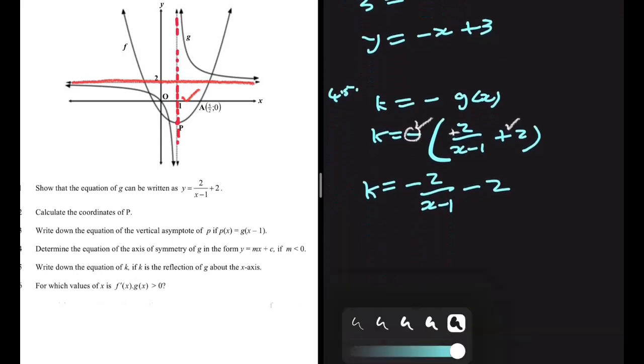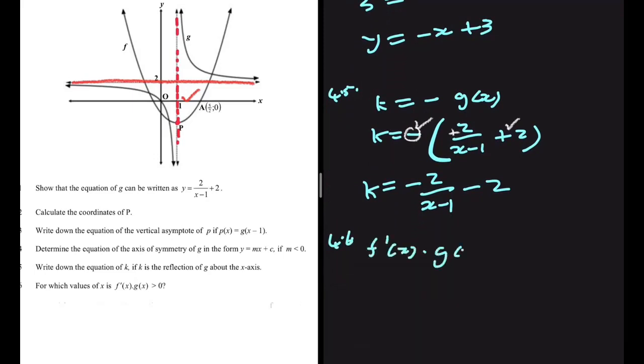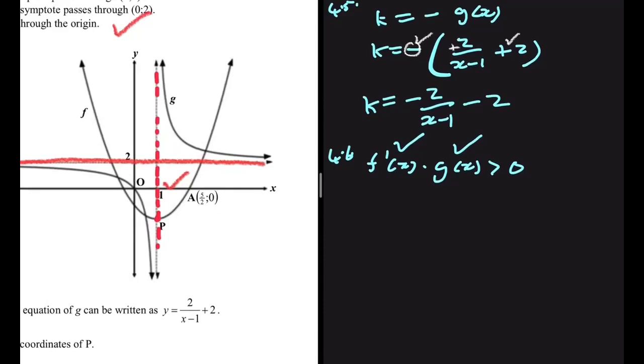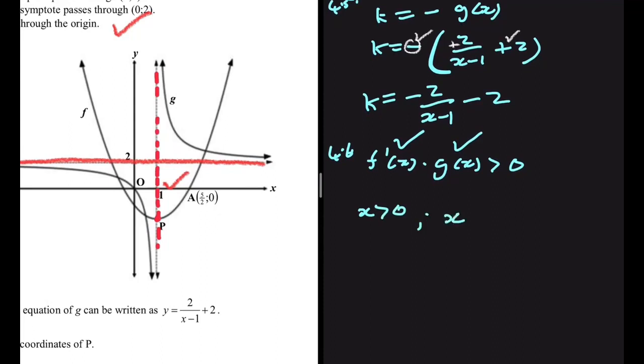The last question, 4.6, for which values of x is f prime of x multiplied by g of x greater than 0. We're looking for the values of x for which the gradient of f of x, f prime of x, multiplied by g of x will be greater than 0. If you look at the graph and do some analysis, you're going to realize that that is true when x is greater than 0. Our only restriction being that x cannot be minus 1.